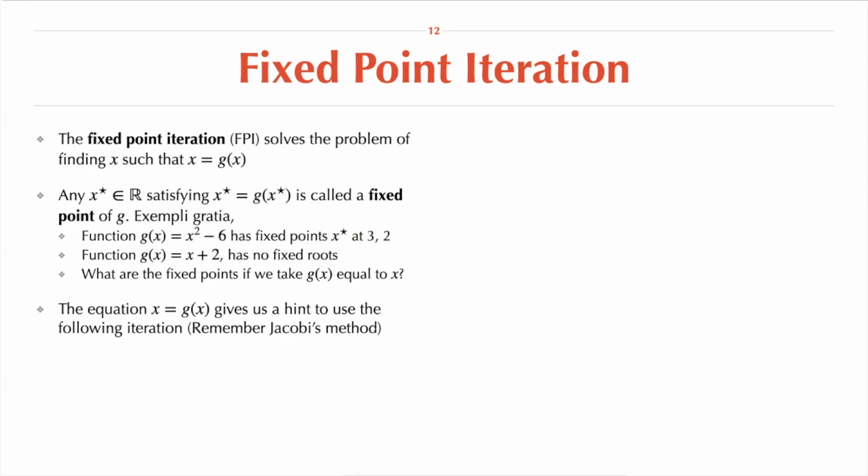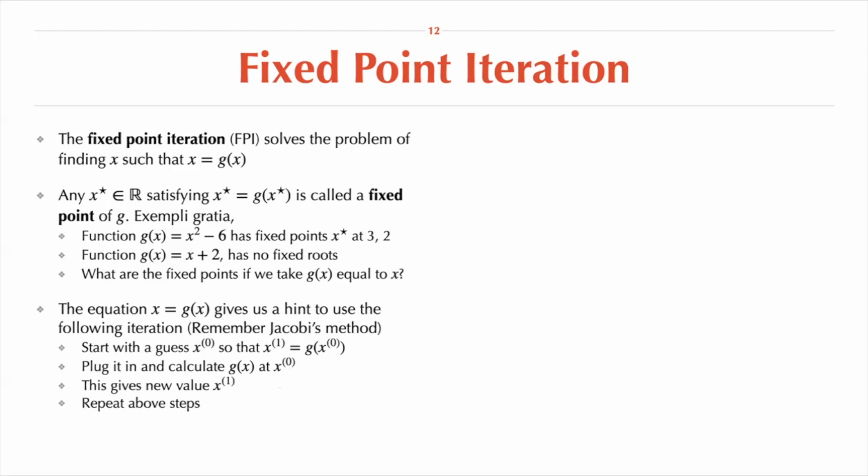Okay, so then the equation x equal to g(x) gives us a hint to use the following iteration. You start with an initial guess like x0, and then you evaluate this function at x0, so that becomes your next iterate. Then you plug it back in here, you get the next iterate, and you just keep improvising it. I'll show you an animation, until you get sufficient convergence. Thus you can write that xk is equal to g(xk-1).